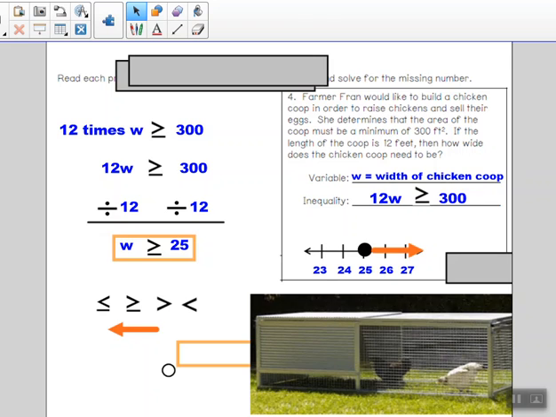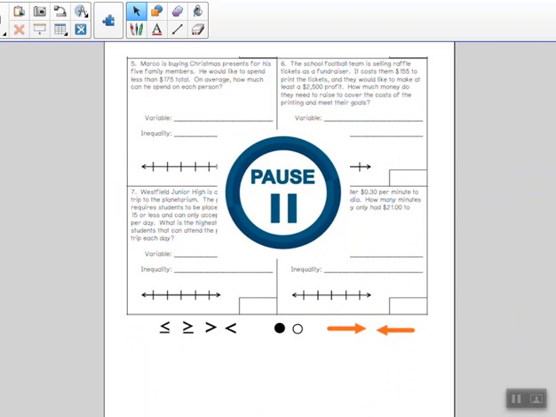Okay. All right. Here's what I want you to do now. Pause the screen and try the next 4 on your own. All right, there's a lot going on here, so come back when you're ready.